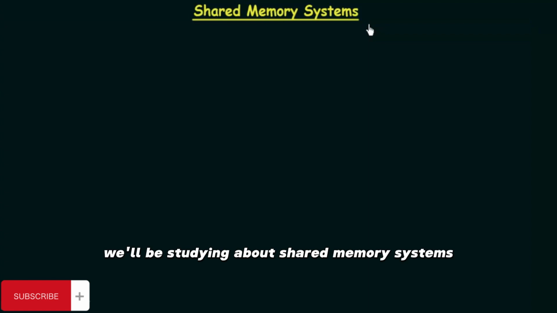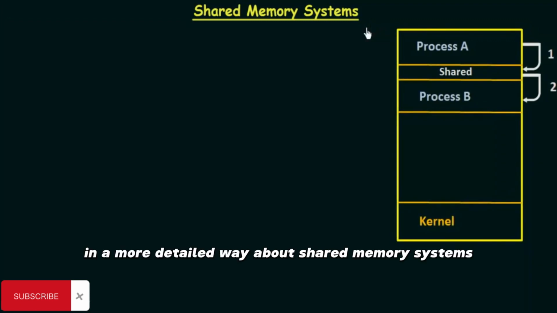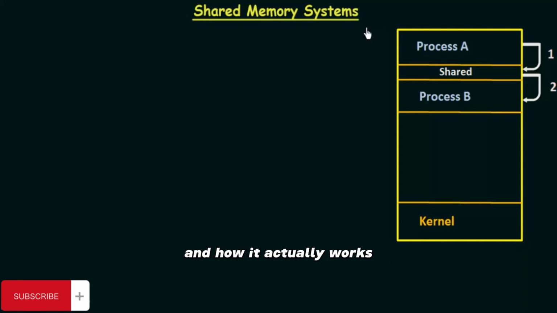In this lecture, we'll be studying shared memory systems. In the previous lecture, we studied interprocess communication, where we saw that shared memory systems and message passing systems were two ways in which interprocess communication can take place. So in this lecture, we'll be seeing in more detail about shared memory systems, what their features are, and how they actually work.